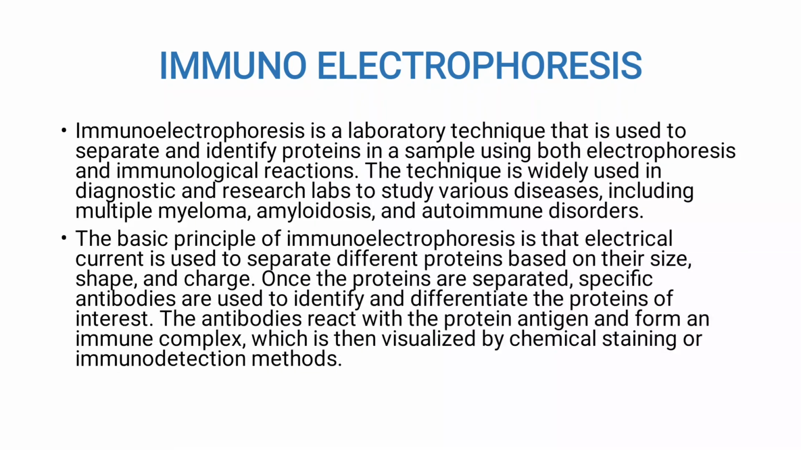The next concept is immunoelectrophoresis. Immunoelectrophoresis is a lab technique that is used to separate and identify proteins in a sample. This technique is mainly used in diagnostic and research labs to study various diseases including multiple myeloma, amyloidosis, and autoimmune disorders. Here an electric current is used to separate the different proteins based on their size, shape and charge. Once the proteins are separated, specific antibodies will be used to identify and differentiate the proteins of interest.